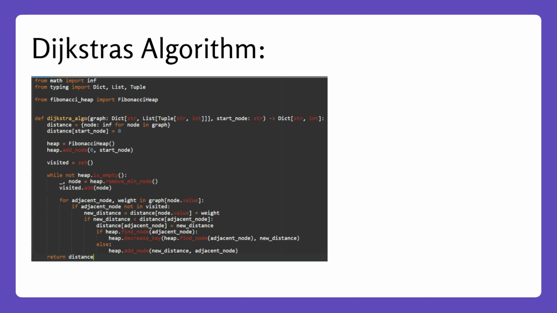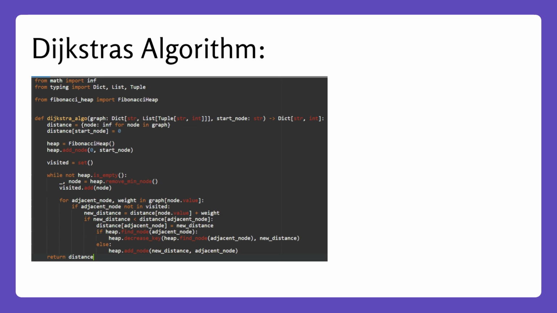Coming to this code, it uses Dijkstra's algorithm to find the shortest path between nodes in the graph, using the Fibonacci heap data structure to efficiently find the node with the smallest distance from the starting node. The function takes two arguments, the graph and a start node.